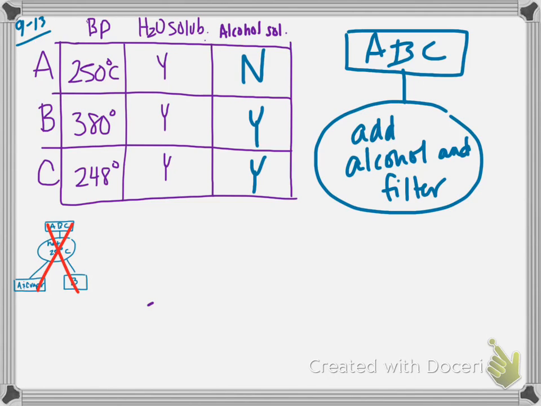You're thinking add alcohol and filter? That would work. That would work. Now, if you're adding alcohol and filtering, will washing down the sides of your funnel with distilled water work? No. You're going to need a wash bottle that has alcohol in it.